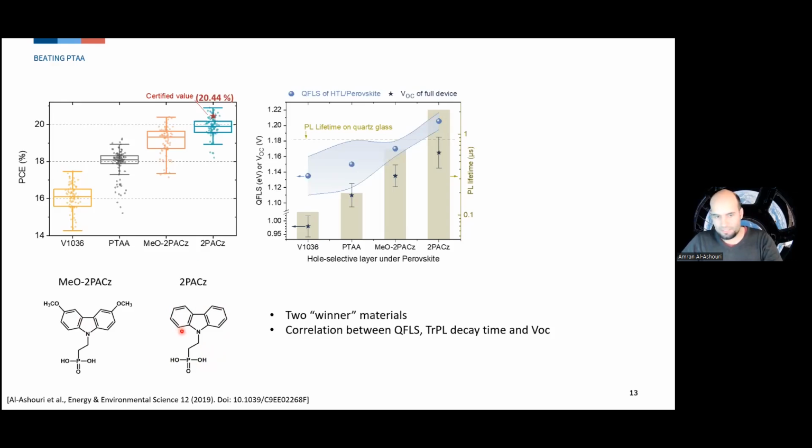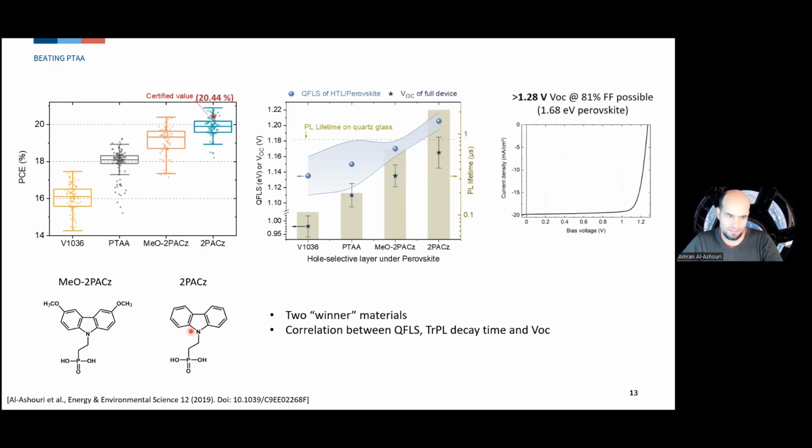And one take-home message already is the simpler the molecule, the better the cells. And it went on and on. Of course, I further optimized solar cells. And 2PACz is even able to sustain over 1.28 volts VOC at a 1.68 eV perovskite at a high fill factor. So a tiny molecule that is able to really outperform everything else that we've seen.